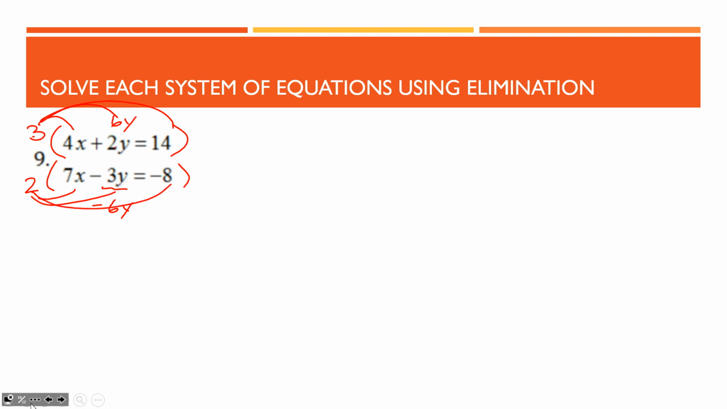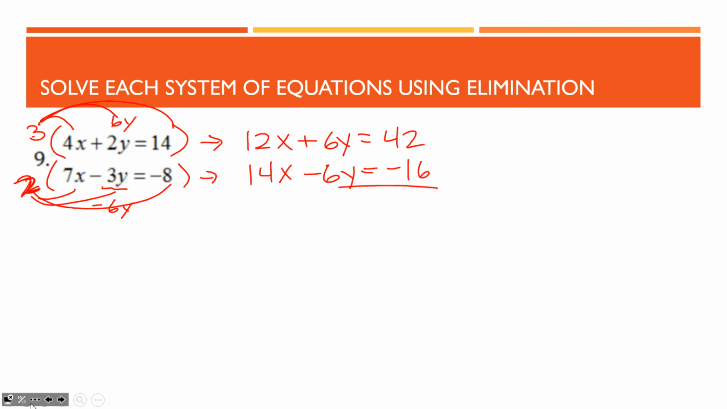Ready? 3 times 4x, I'll do this over here. 3 times 4x is 12x plus 6y equals, and then 3 times 14, get out your calculator if you need to, is 42. Now I'm going to multiply the second equation by positive 2, right? So 2 times 7x is 14x. 2 times negative 3y is negative 6y. 2 times negative 8, negative 16.